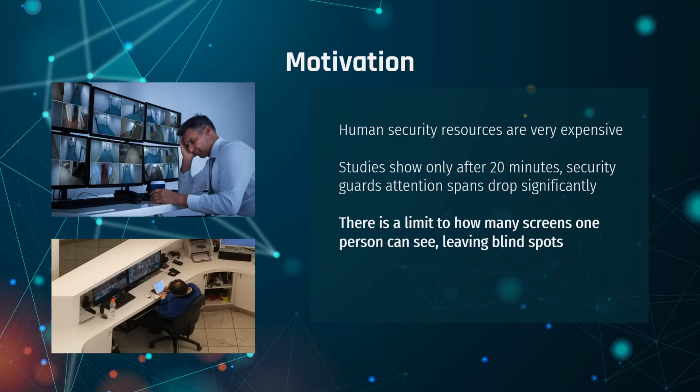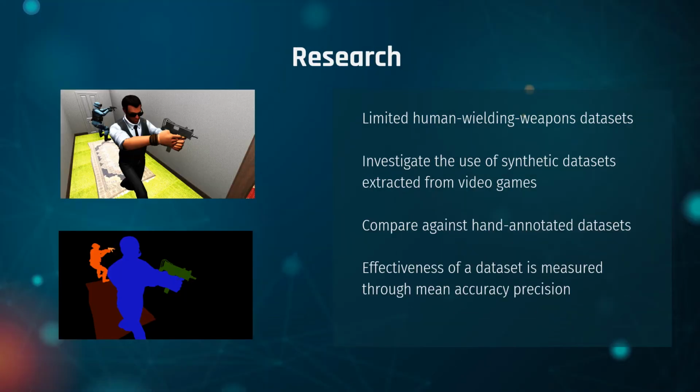As seen in the clip, James Bond partner Q could only look at so many screens at one time, leaving some blind spots unmonitored. During our investigations, we found that weapon datasets with humans wielding them were hard to come by. Thus, we decided to study the effectiveness of synthetic datasets for training models and see how they would compare to hand-annotated models.